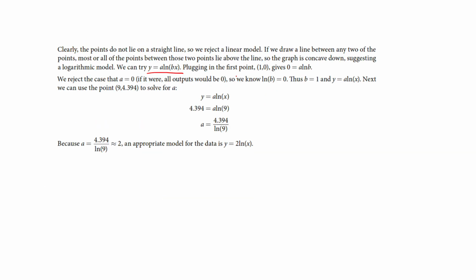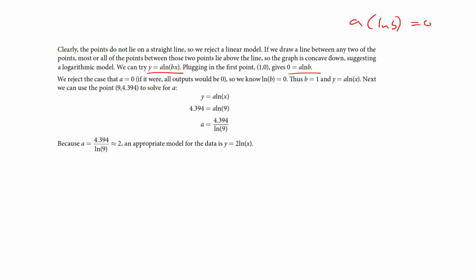So I'm putting 1 in for x and 0 for y, and this is the equation I'd have. Now, I have two things being multiplied. I have a times the ln of b, and they equal 0. Well, one of these must be the culprit.